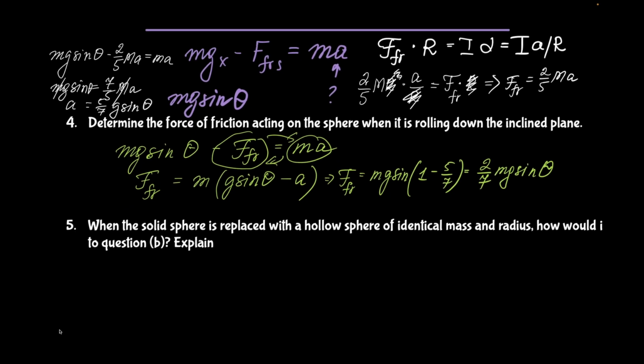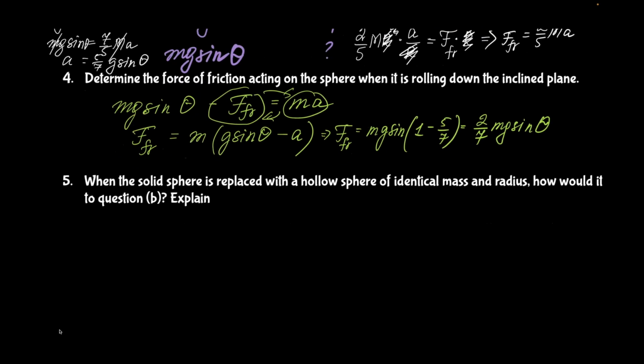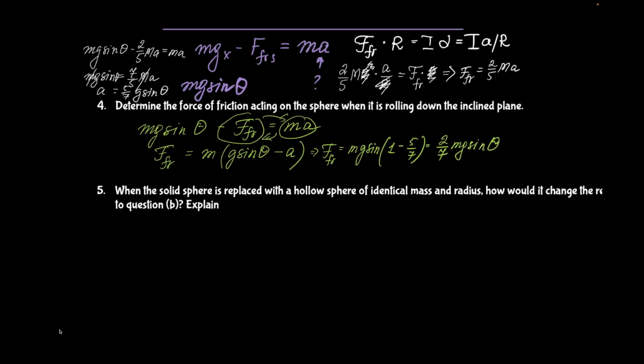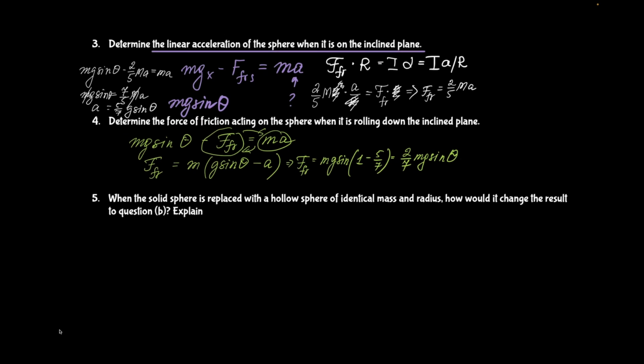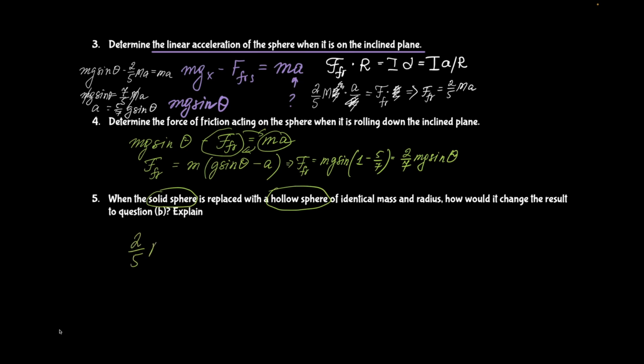And then finally, when the solid sphere is replaced with a hollow sphere of identical mass and radius, how would it change the result to question B? Explain. So what would solid sphere versus hollow sphere change? From 2/5 mr squared, we're going to 2/3 mr squared. A hollow sphere has a greater rotational inertia. It is harder to rotate. So as I increases, omega decreases.